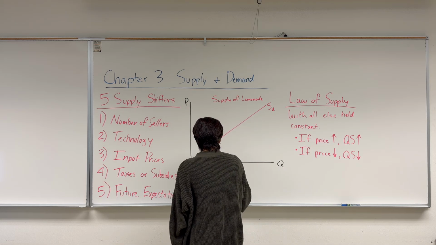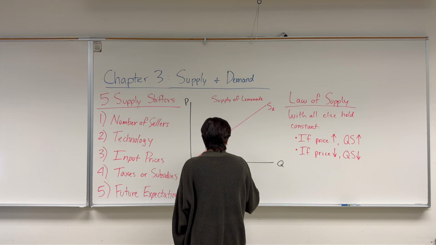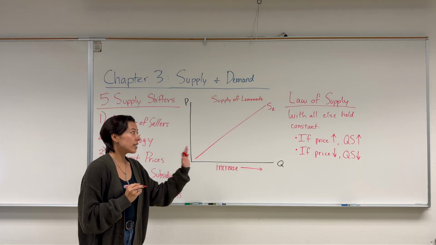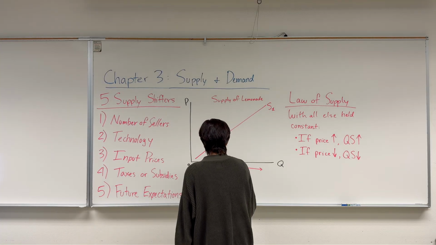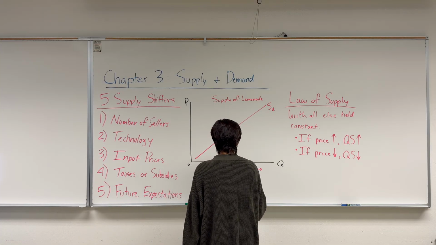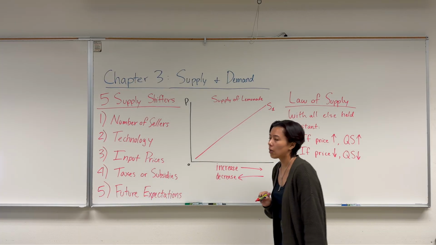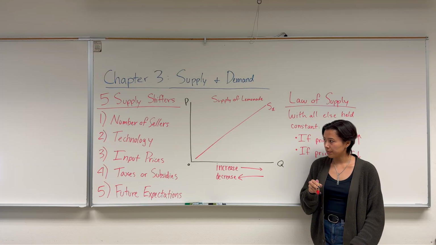The other thing we want to know is if we have an increase in supply, we're going to shift our supply curve to the right. And if we have a decrease in supply that results from a change in one of our factors, we're going to shift our supply curve to the left.